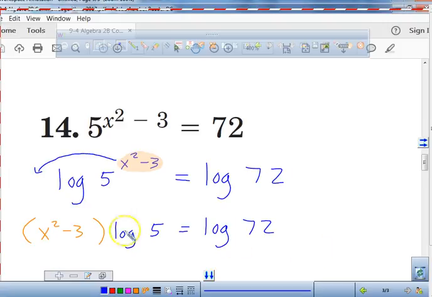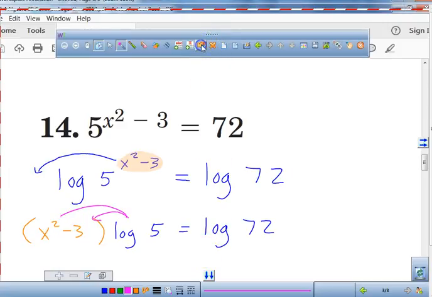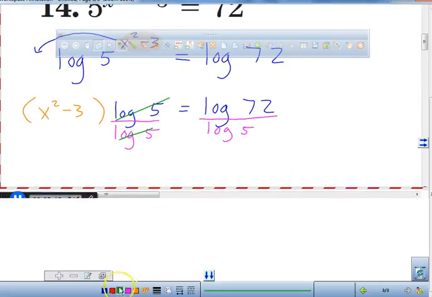If I have two numbers being multiplied together, I'm trying to get x squared by itself. Some people try to distribute, and you could distribute and work through the problem like that, but I'm going to do something a little bit different. I'm going to divide both sides by the log of 5, and these will cancel to a 1.